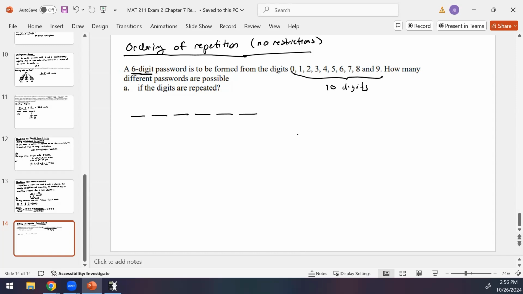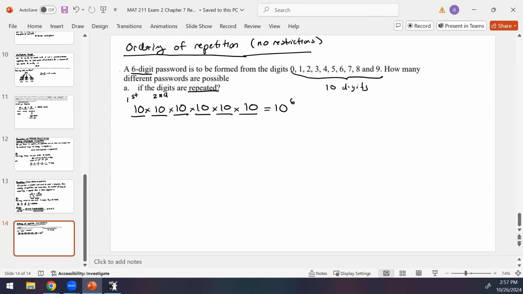Yep. And so then you ask yourself, how many options for the first digit? So I have 10. And then how many options for the second one? Well, they said repeated, so 10 and 10 and 10 and 10 and 10. So you just multiply it. So times, times, times, times, times, and it's just going to be 10 to the 6th power, right? Or you could write that out and that'll be your answer. So I think that's 1 million.